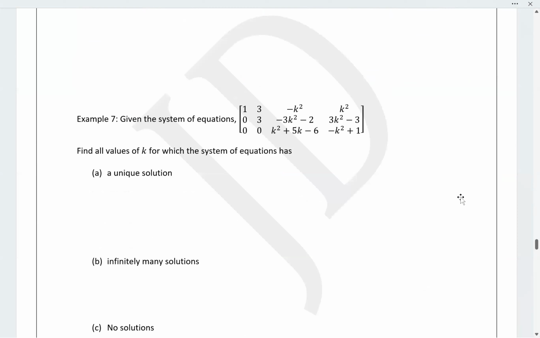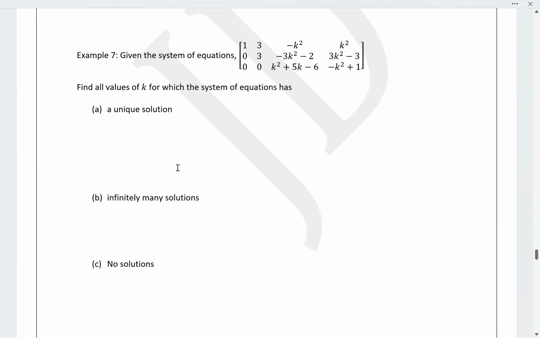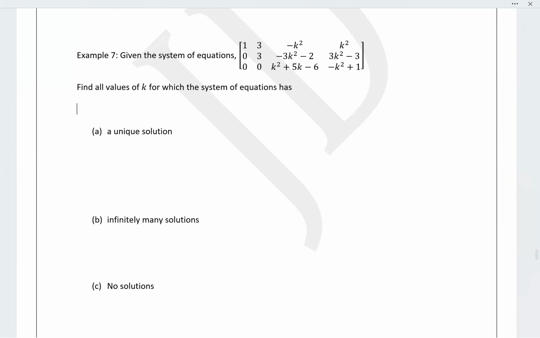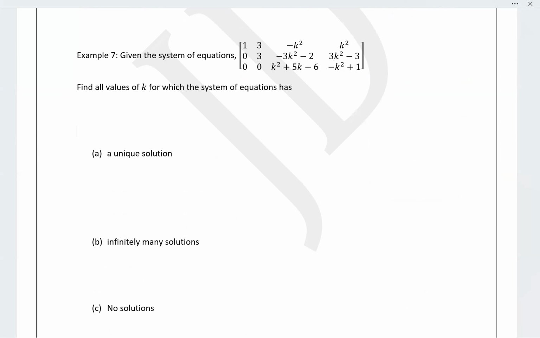Okay. So let's just answer these questions. Look at this example 7. Example 7 says, find the value of K so that this system has a unique solution. So this is like an augmented system already.